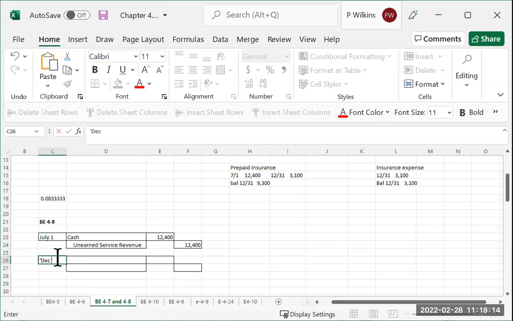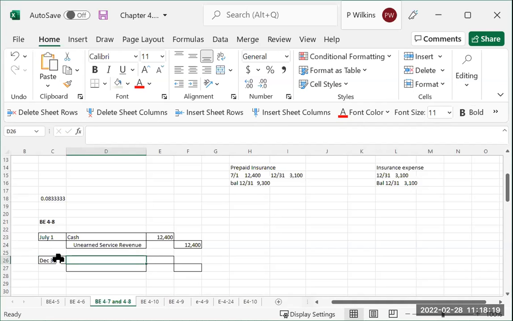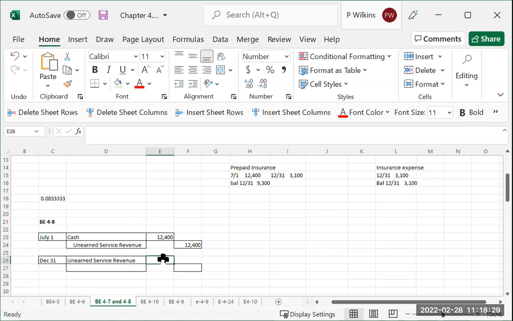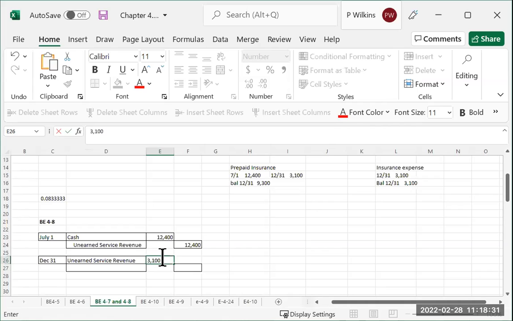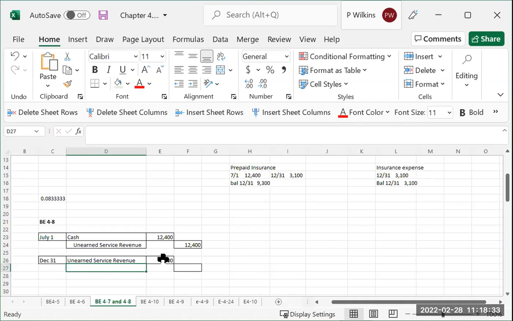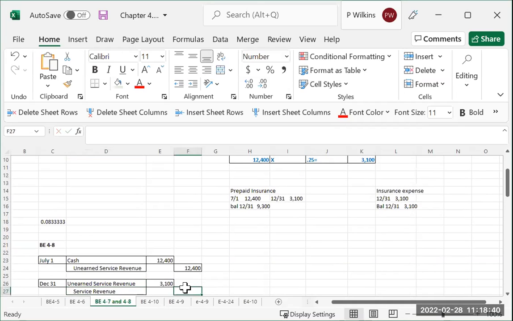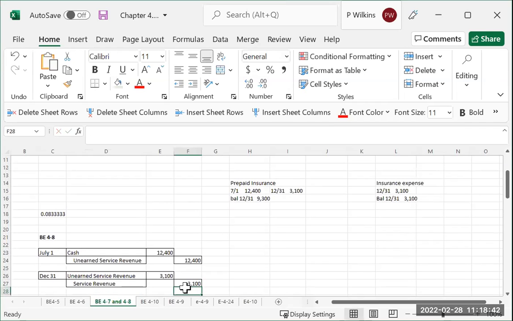So on December 31, we are going to debit unearned service revenue because we have now earned that money, okay? We've earned the money. So we're going to debit that $3,100 for the amount that we've earned. And we are going to credit service revenue to show that we've actually earned the money.